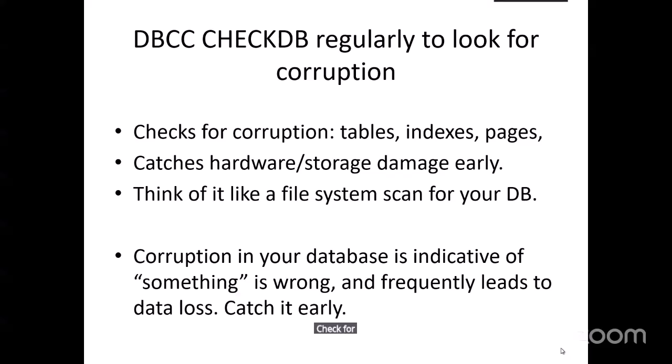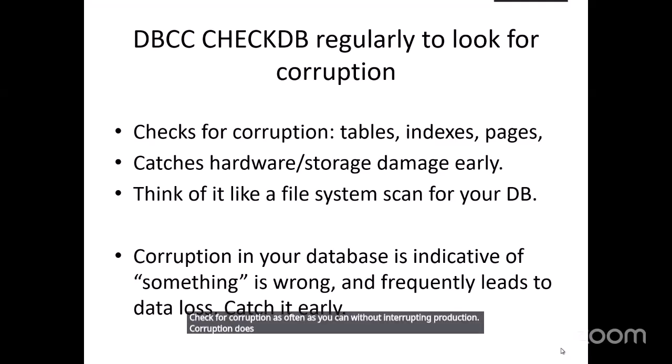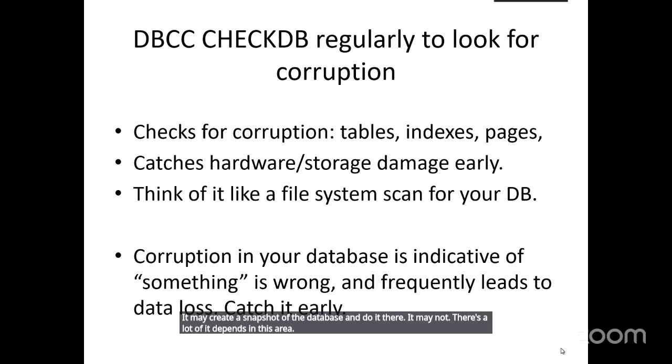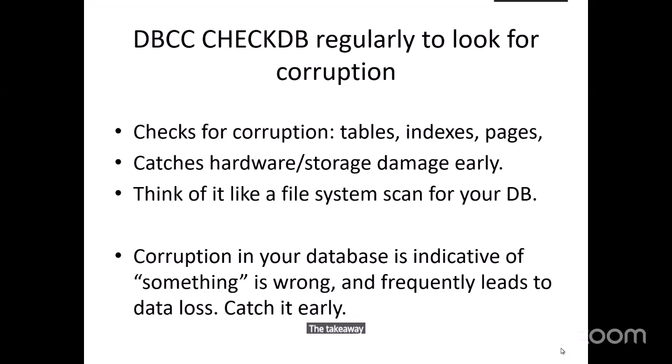Check for corruption as often as you can without interrupting production. CheckDB goes through one database at a time, one table at a time, and runs checks. It does a lot of locking on those tables as it does it. It may create a snapshot of the database and do it there. It may not. There's a lot of it depends in this area. The takeaway here is early and often.